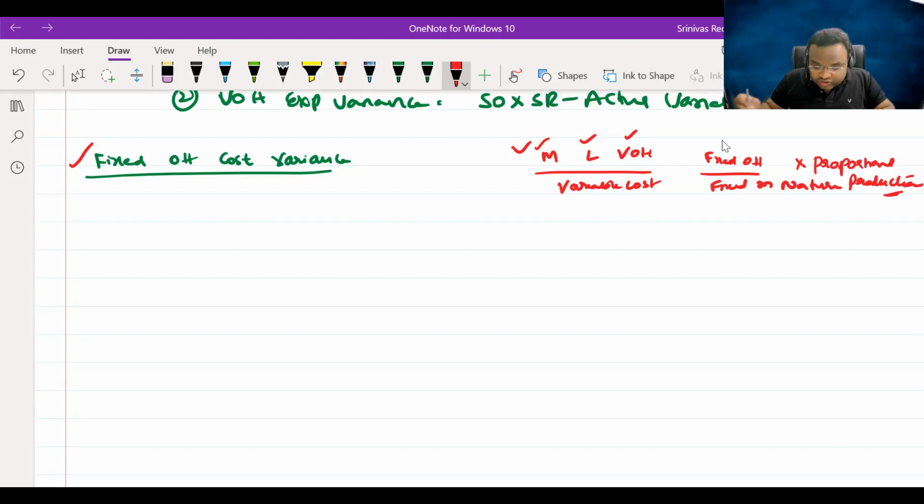Now, before we go further, you need to understand that we are learning the fixed overhead cost variance under the absorption costing system.